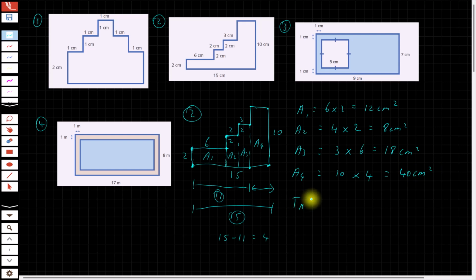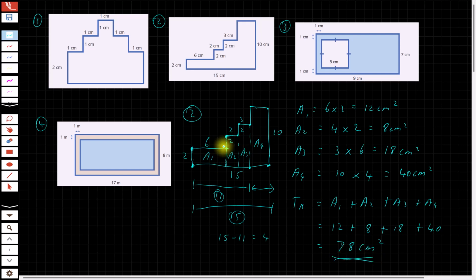Okay, so the total area equals A1 plus A2 plus A3 plus A4 equals 12 plus 8 plus 18 plus 40. That is, let me get my calculator, 12 plus 8 plus 18 plus 40. That is 78. So 78 centimeters squared. That is the total area of this shape.